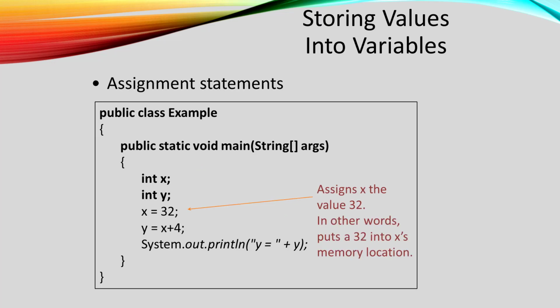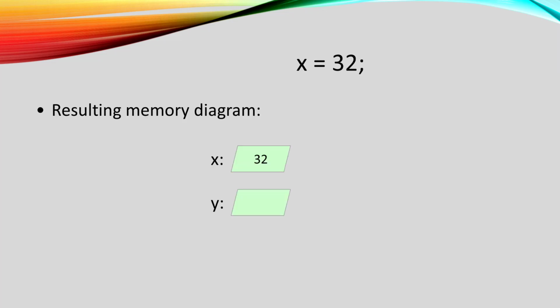Once we've declared a variable, we use instructions called assignment statements to put values into those variables. An assignment statement is always of the form variable name, equals sign, value, semicolon. This is an assignment statement that stores the value 32 into the variable named x. We can show the effect of an assignment statement by writing the value that gets stored into that variable's box. So this assignment statement causes us to write 32 into x's box.